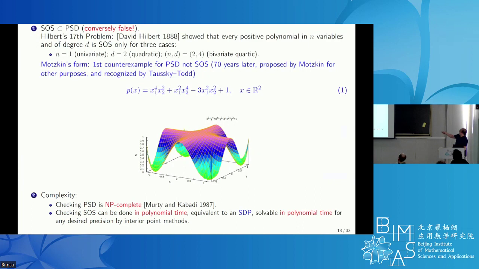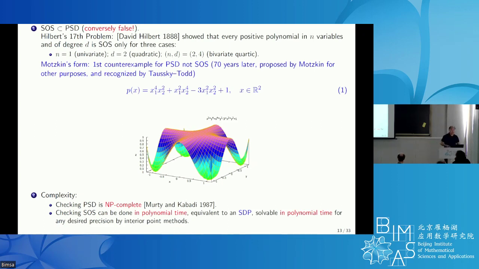Every non-negative polynomial in n variables and degree d is a sum of squares only in three cases. One is n equal to 1, the univariate case. The second is degree equal to 2 with many variables, the quadratic case. The other one is n equal to 2 and degree equal to 4, the bivariate quartic case. This means that in all other cases, there always exists some counterexample, a non-negative polynomial that cannot be represented as a sum of squares. So that is a famous result.